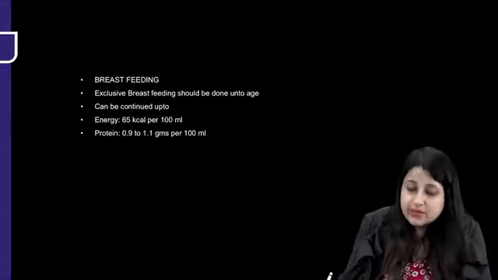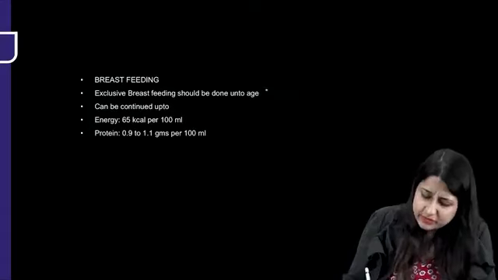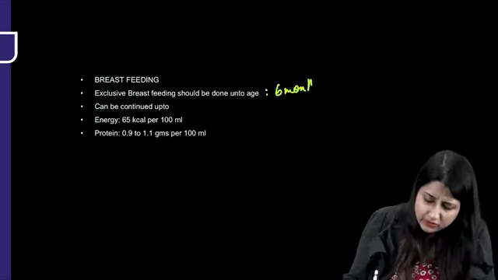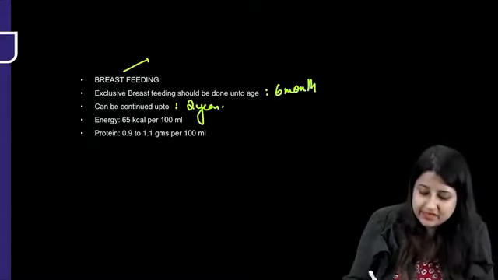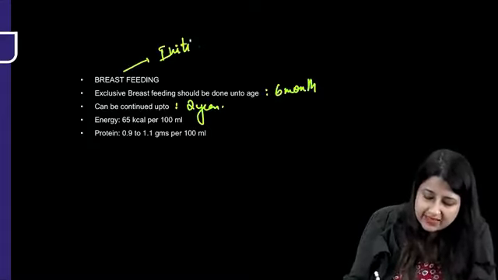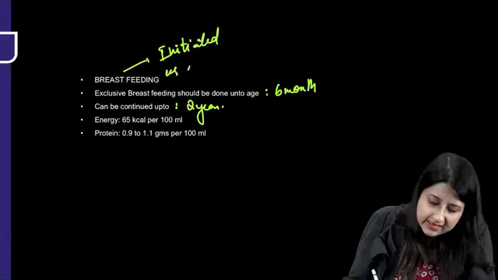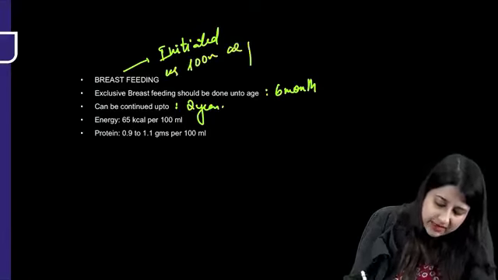Now, a few points quickly about breastfeeding. Exclusive breastfeeding should be done up to 6 months. We all know. It can be continued up to 2 years. And when should breastfeeding be initiated? It should be initiated as soon as possible after delivery.